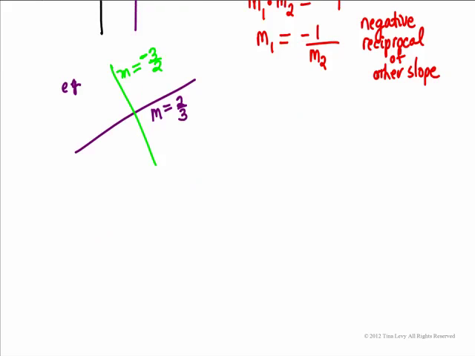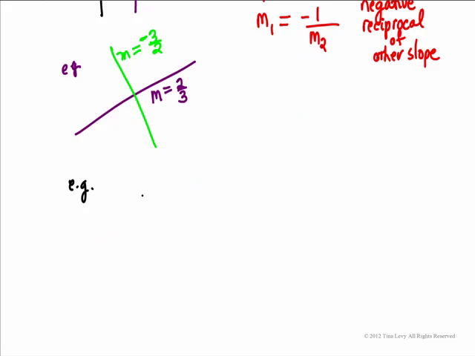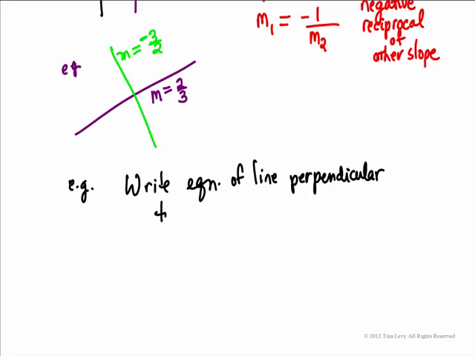Now let's suppose you're asked, as an example, to write the equation of the line perpendicular to the given line 4x plus 3y is 10, and it passes through a point. We're going to have this line that's perpendicular to the given line pass through the point (2, 4).